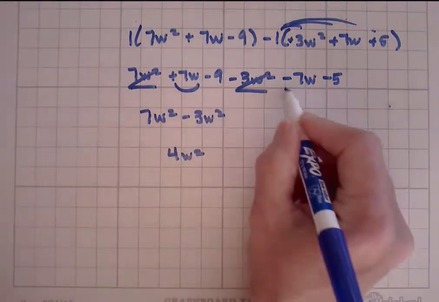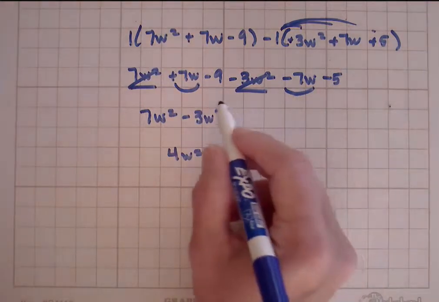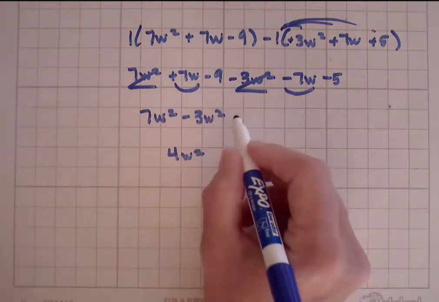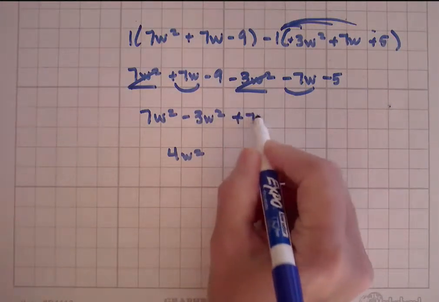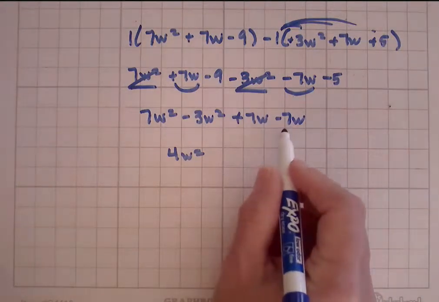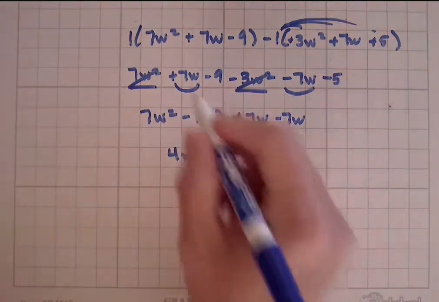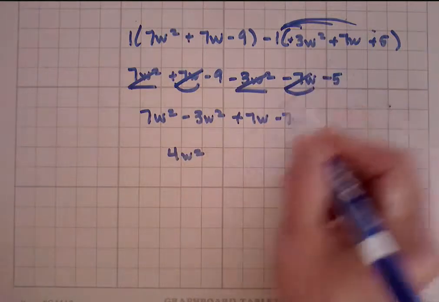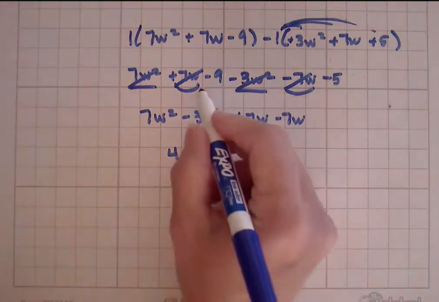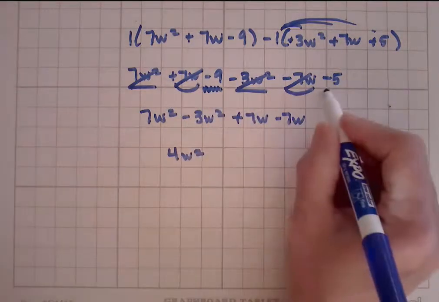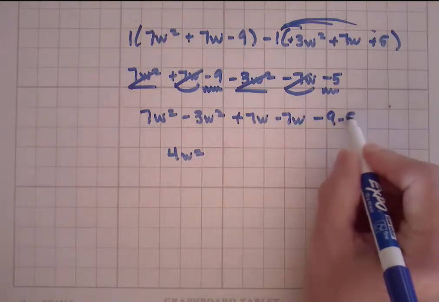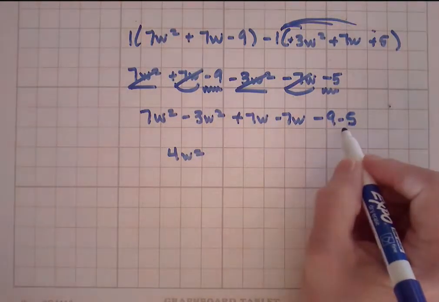Next, we have a 7w and a -7w. And those are the only ones that just have w. W squared and w are different variables. So we're going to say plus 7w minus 7w. Well, when I take 7w minus 7w, I get 0. I'm going to cross those off. Not important for me to write 0, just important for me to know the number is 0. And finally, I have -9 and -5. No variables, so those go together.